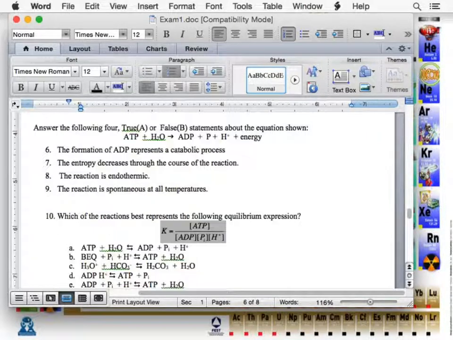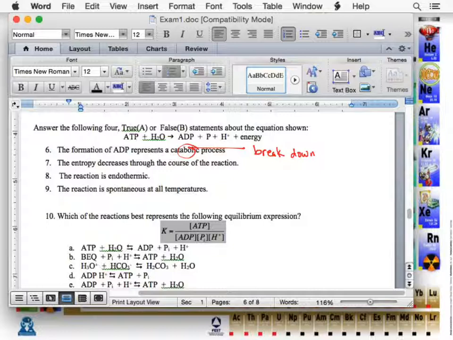True or false about the equation shown? ATP plus water goes to ADP plus phosphate plus H plus energy. Formation of ADP represents a catabolic process. What does catabolic mean? Okay. Catabolic means breaking down. So what I would write on the exam, because I can't ever keep these straight, as soon as I saw catabolic, I'd probably write breakdown, and then I would skip the question. Right? But go back and look at the equation.